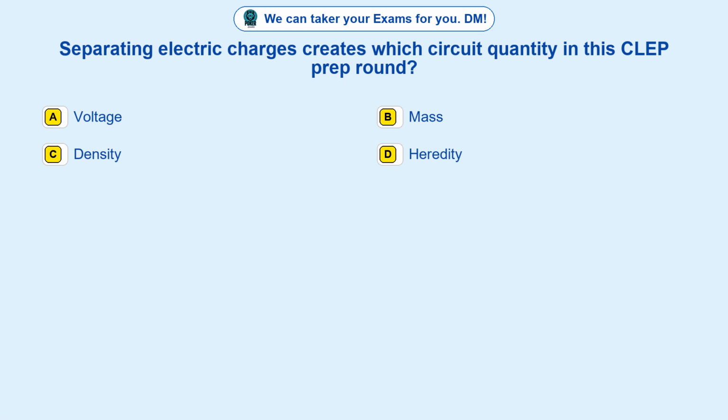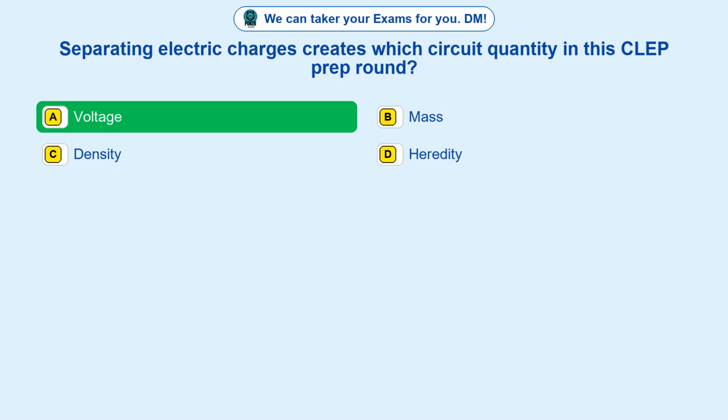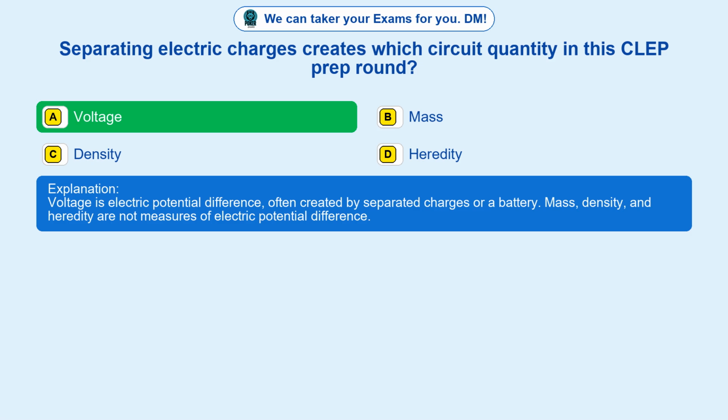Question 70. Separating electric charges creates which circuit quantity in the CLEP prep round? Option A, voltage. Option B, mass. Option C, density. Option D, heredity. The correct answer is option A, voltage. Voltage is electric potential difference, often created by separated charges or a battery. Mass, density, and heredity are not measures of electric potential difference.